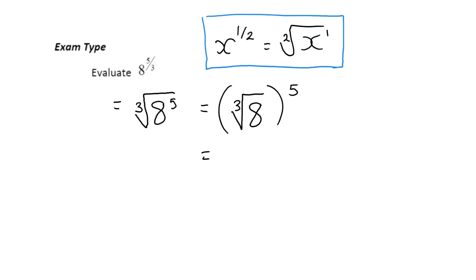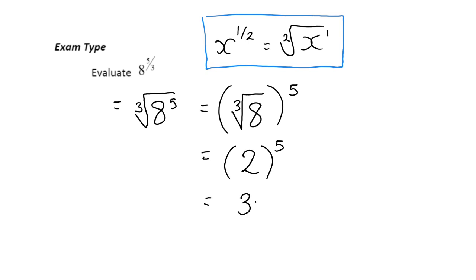So the cube root of 8, what number do we times by itself to get to 8? So we've done a little bit of work at the start of this lesson on cubes and cube roots. So something you need to work on. But the cube root of 8 is 2. So that's just replaced in the bracket. 2 to the power of 5. Well, 2 cubed is 8. 2 to the power of 4 is 16. And 16 times 2 is 32. So that's 2 to the power of 5.